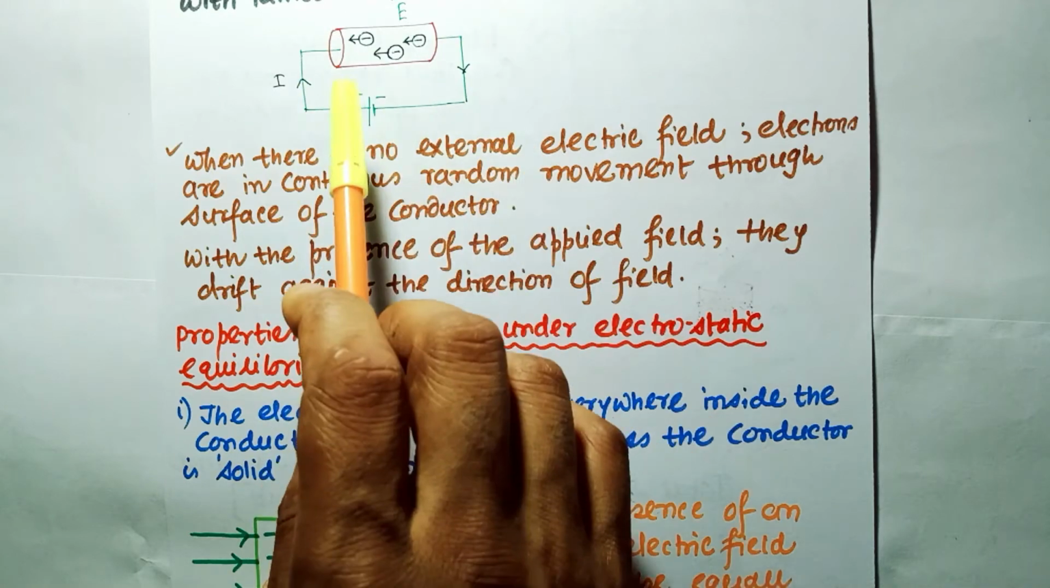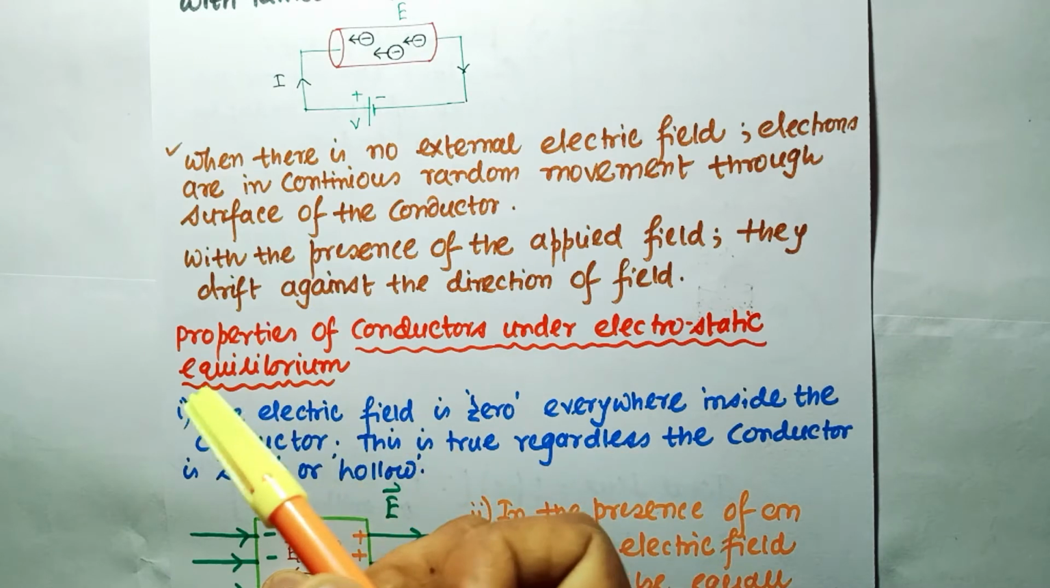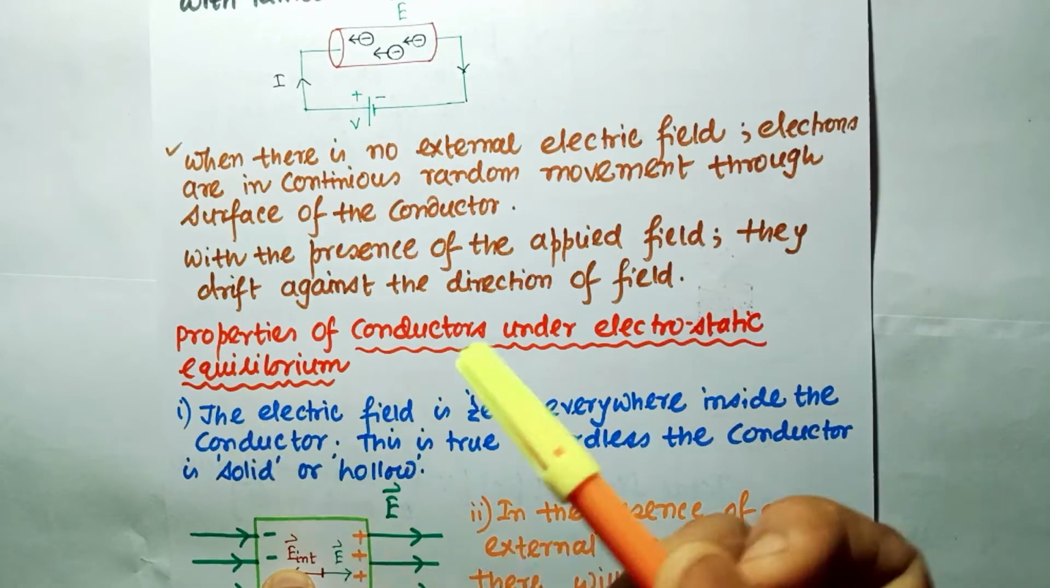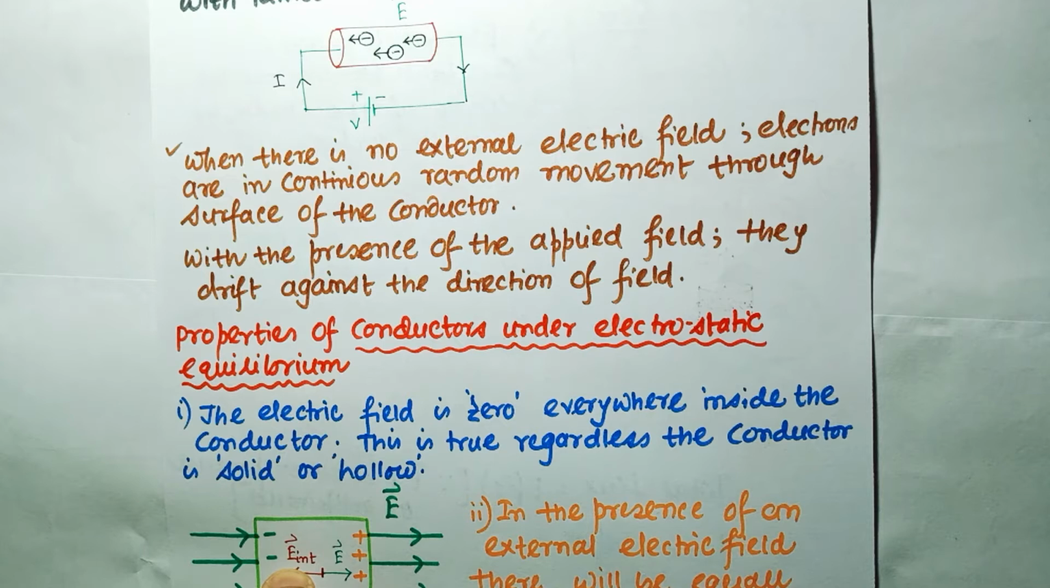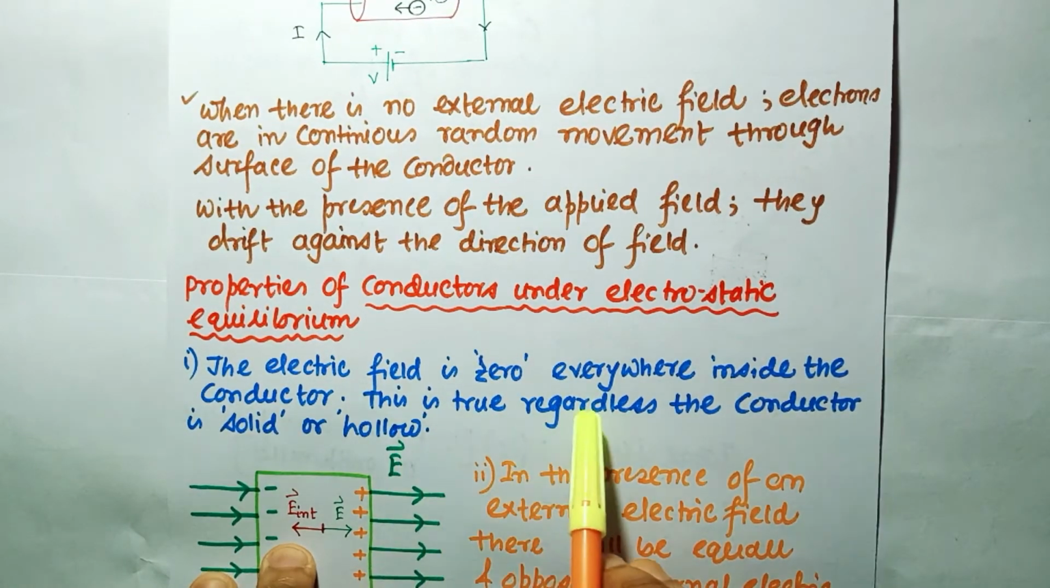In the presence of an electric field, as we all know, there will be some net force on the mobile charge, which is the electron in the conductor. But the definition of electrostatic equilibrium means there will be no net force acting on the charge carriers. If there is an electric field, there will obviously be a force on the moving electrons. So what we assumed in the beginning is false. We can write that the electric field is zero everywhere inside the conductor.